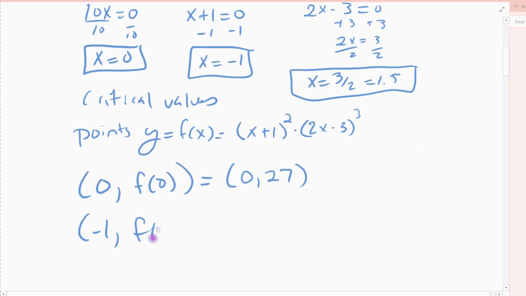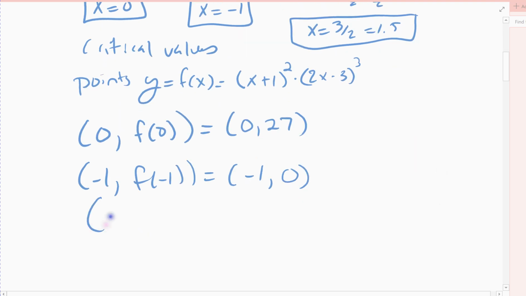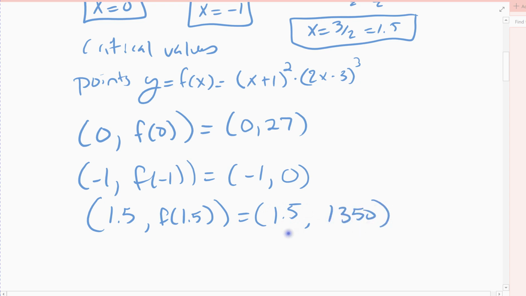Negative 1 back into the original. When I plug negative 1 in, it comes out 0, because that gives me a 0 factor. And then 3/2, or it might be easier to plug it into the calculator as 1.5. Either is fine. So when I plug 1.5 into the calculator, it gives me a really big number, 1,350. So I would assume this is probably a maximum, a local or relative maximum. And there are my critical points.